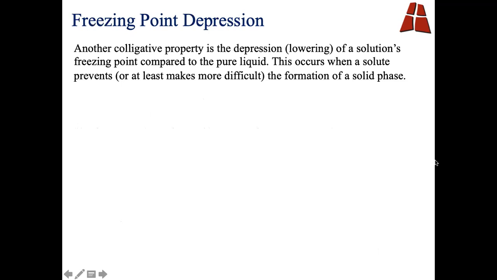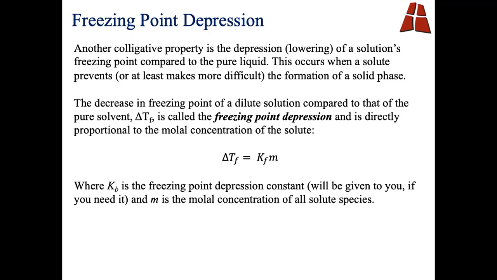We also have freezing point depression. This is the lowering of a solution's freezing point compared to it as a pure liquid. This essentially happens when a solute prevents, or at least makes more difficult, the formation of a solid phase. We can measure that using this equation where we have essentially these same things. I have a typo here. This shouldn't be Kb, this should be Kf. It's a different constant for the freezing point depression that, again, will be given to you. And for this, we use our molality.